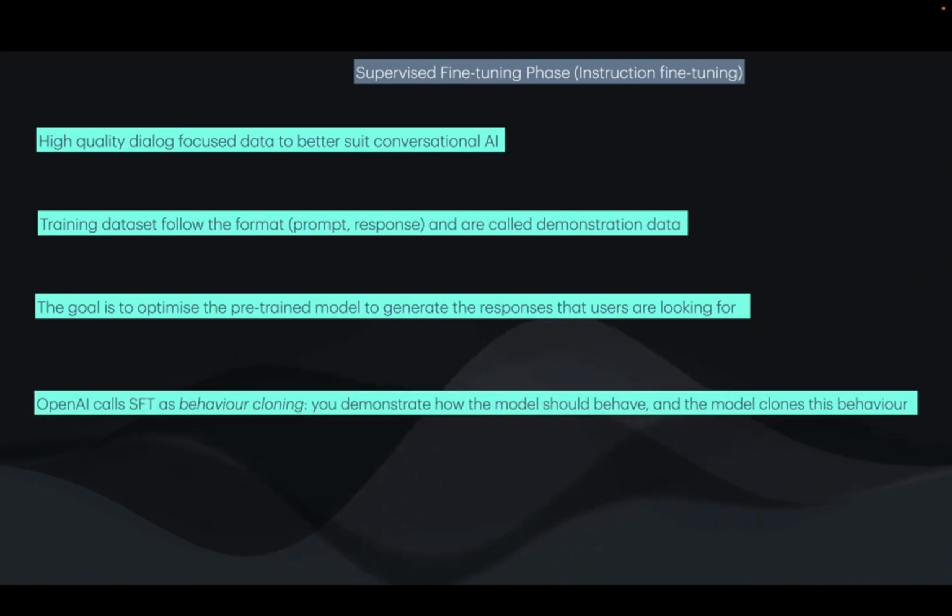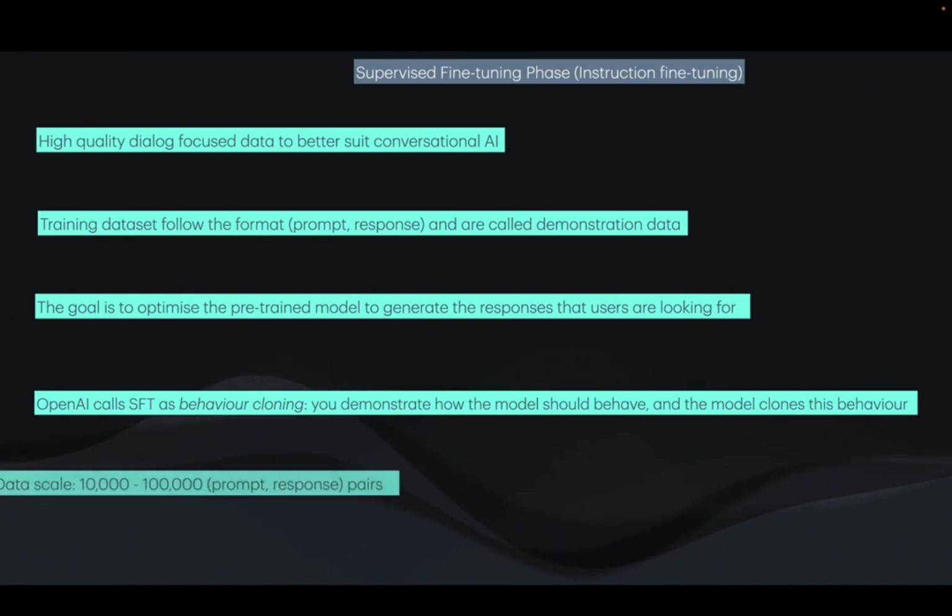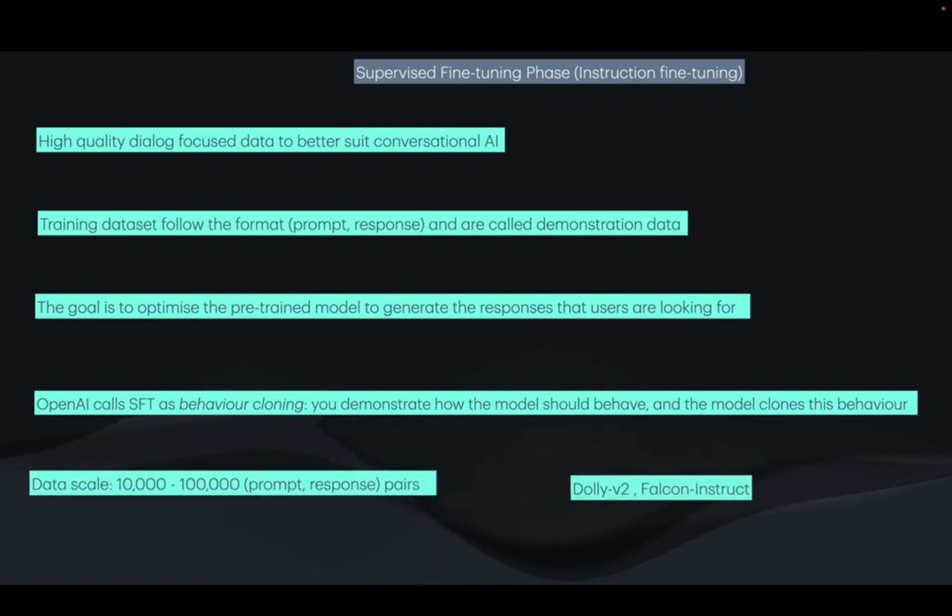What behavior cloning means is that you demonstrate how the model should behave, and the model will clone that behavior, right? We demonstrate that behavior using prompt and response pairs, and we expect the model to clone it so that it will excel in the conversational task, right? Some examples are Dolly v2 or Falcon Instruct, and the demonstration data we use here scales to around 10,000 to 100,000 prompt response pairs, right? So the volume is decreasing.